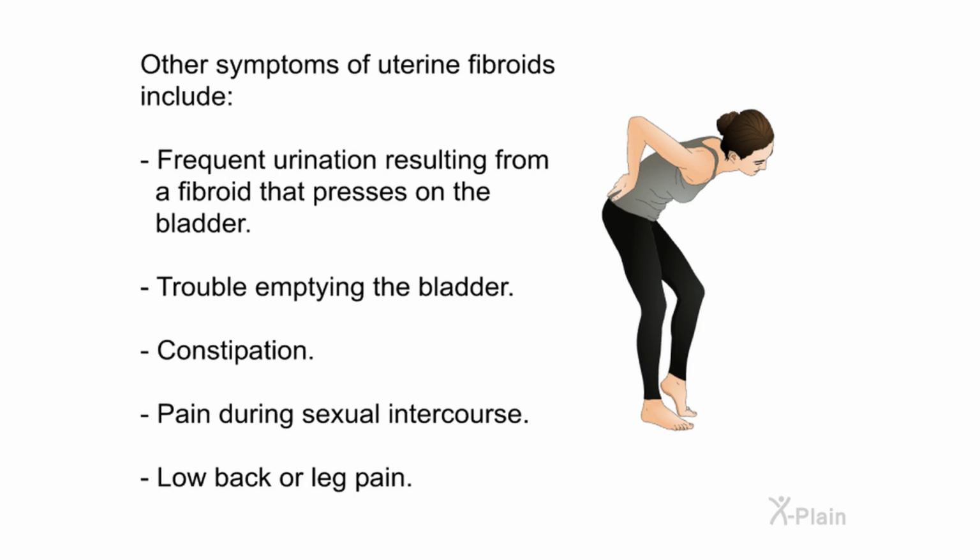Other symptoms of uterine fibroids include frequent urination resulting from a fibroid that presses on the bladder, trouble emptying the bladder, constipation, pain during sexual intercourse, low back or leg pain.